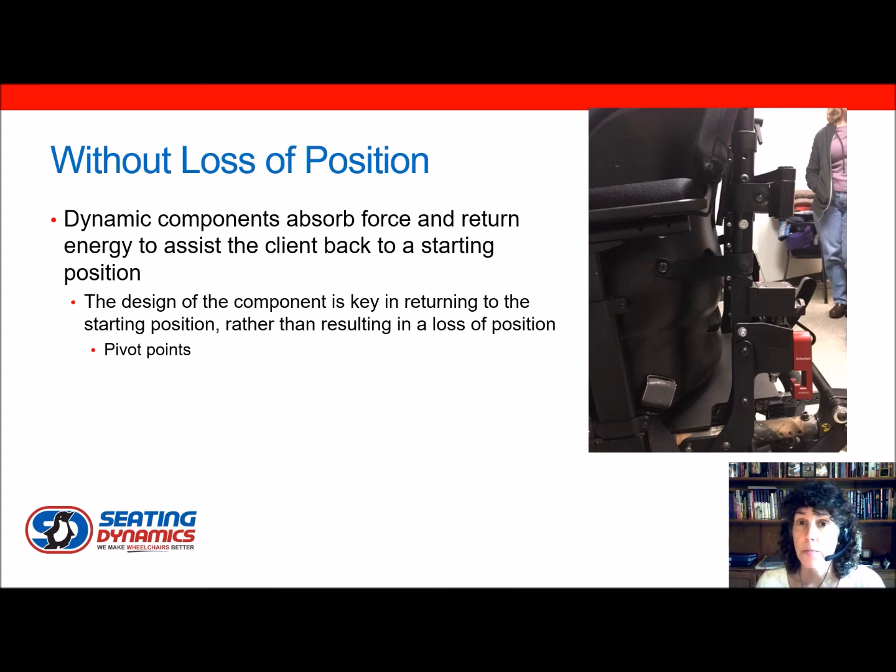Another key portion of dynamic seating is that this return to upright occur without a loss of position. And this is really important because if the client moves, comes back, but loses their posture, for example, slides into a posterior pelvic tilt, then this isn't a very effective intervention. So the design of the component keeps this in mind. It's very key to the design, and a lot of this has to do with where the pivot point of the dynamic component is in relation to the pivot point of the anatomy of the client. So a dynamic back needs to pivot in line with movement at the hips in order to not lose position for the client.